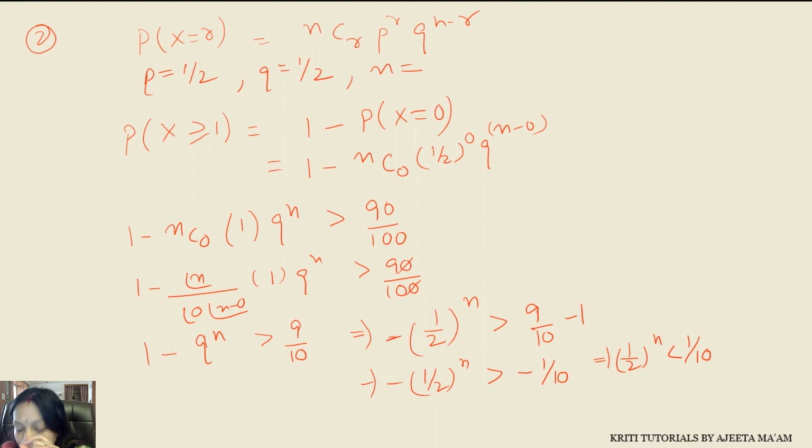Now in these type of questions, what do we have? In these type of questions, we have to do hit and try sort of. Okay, so now tell me, 1 by 2 raised to n is less than 1 by 10. This is what we are getting. Now if I take the reciprocal, what happens? Again the inequality changes, right? So what will you get? 2 raised to n is greater than 10. This is what we get.